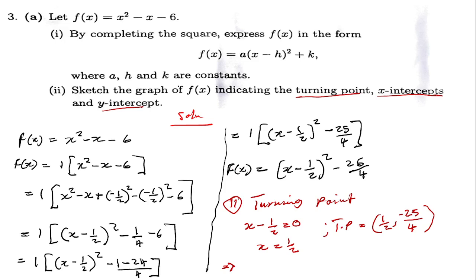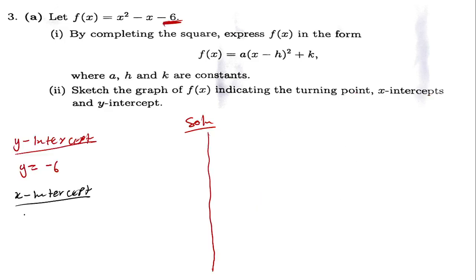So I'll use it. I'm going to write the x-intercept. For the x-intercept, I'm going to get the same expression, x minus half squared minus 25 over 4, which is simply equal to 0.